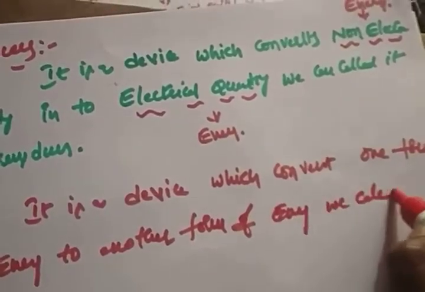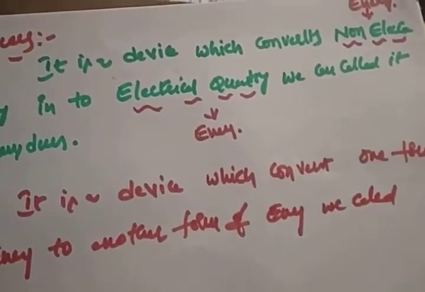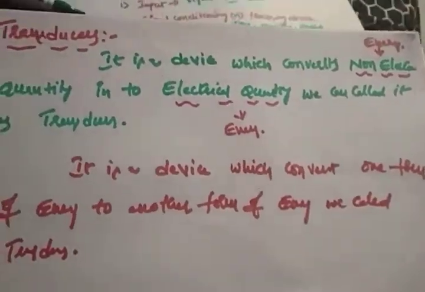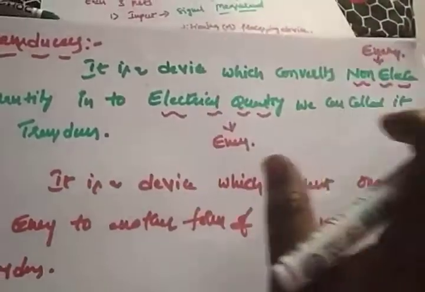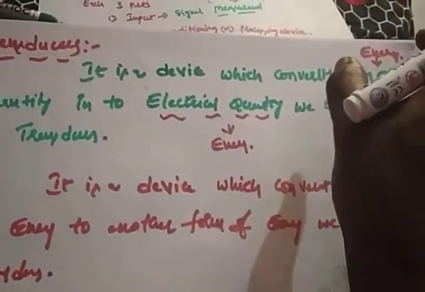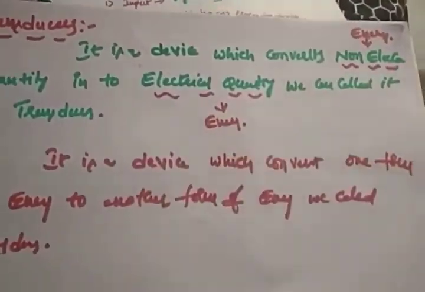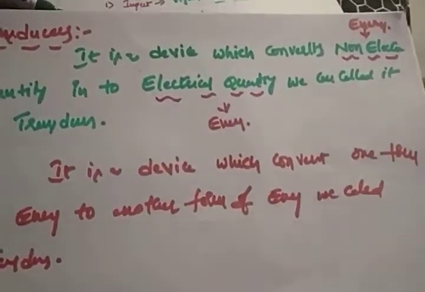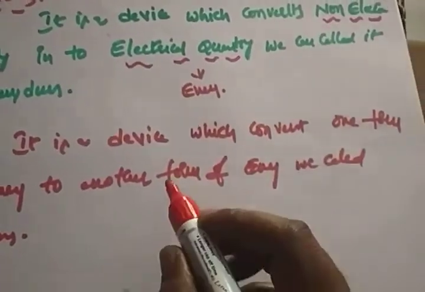So we can call it a transducer, right? One form of energy to another form of energy, not only electrical, any form of energy, we can call it a transducer. According to the transducer output, we can classify different types of transducers.